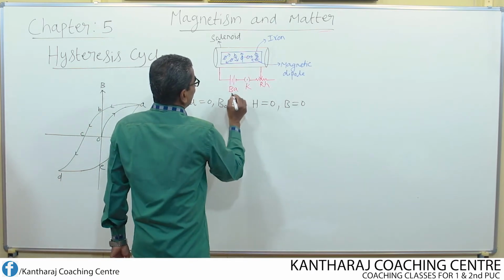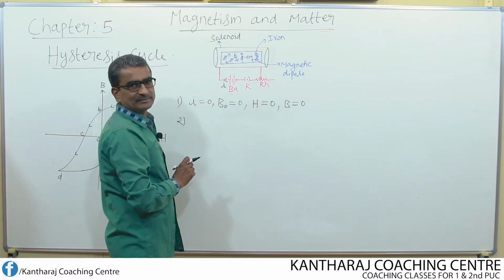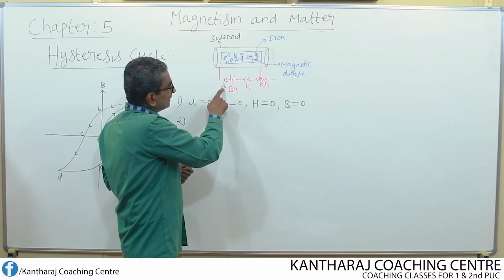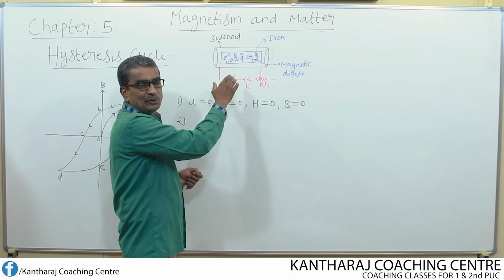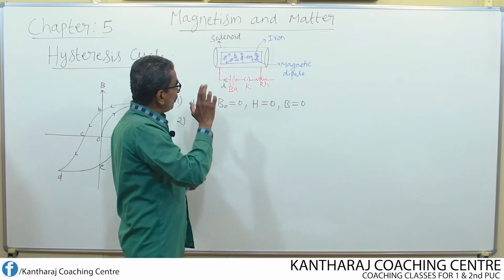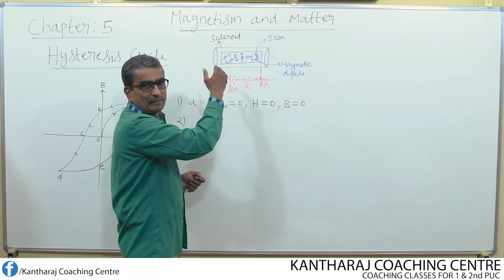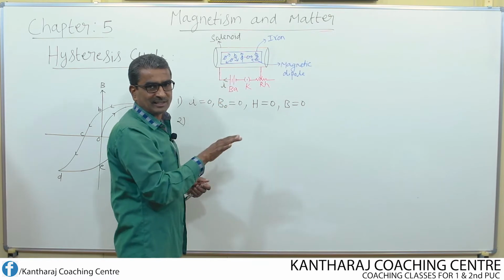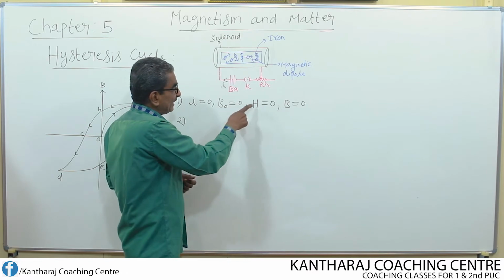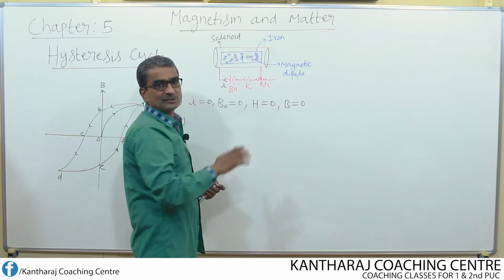Now what we do is, we close the key. Now the current I starts flowing through the solenoid. Now we increase the current gradually to the maximum value by operating the rheostat. Now what happens is, if we increase the current from 0 to the maximum value gradually, not suddenly, then B naught also increases, thereby H also increases, and due to this the magnetic field B also increases.